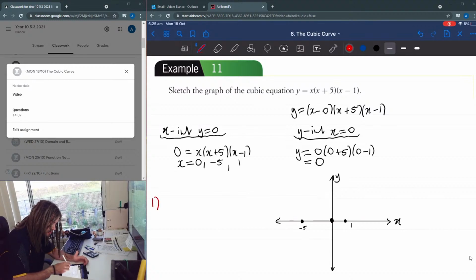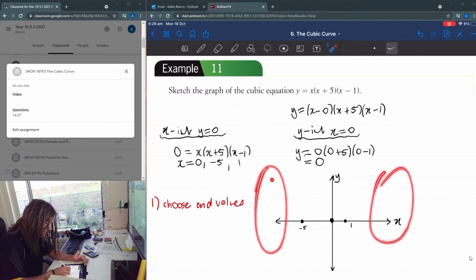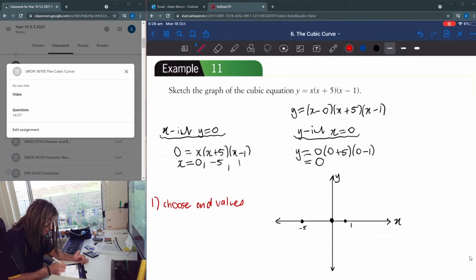The first way would be to just choose extreme values. They're called end values. So it's called checking the end behavior, so the behavior of the graph at the ends of the graph. So like here and here. So if I found a point up here, it's going to be like that. If I found a point down there, it's going to be, so I already said that. So, for instance, negative 10 and 10, for example.